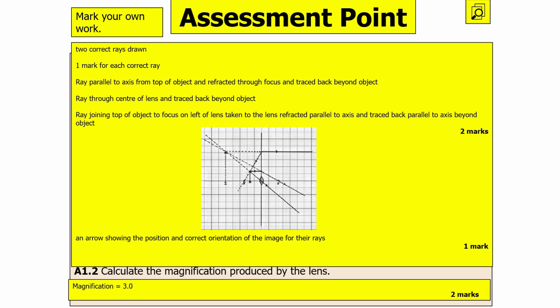Rays through the centre of the lens will go straight through and be traced beyond the object. Then the rays join the top of the object to the focus on the left of the lens, to be taken to the lens, refracted parallel to the axis and traced back beyond the object, and you can draw in your arrow as shown here. You will then look at the length of the different objects and do the image length over the object length, and you get your answer out to be 3.